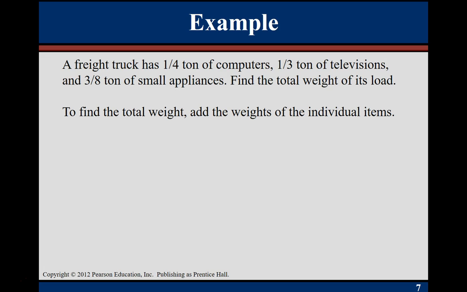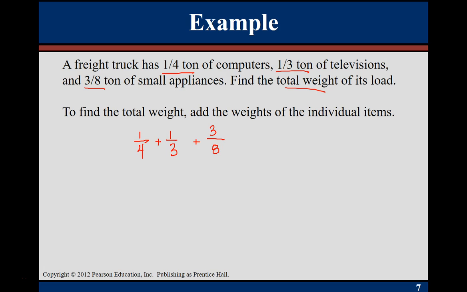I have a truck that has 1/4 of a ton of computers, 1/3 of a ton of televisions, and 3/8 of a ton of small appliances. Let's find the total weight. To find the total weight, I'll need to add up all of the weights. With all three fractions, I'll need to get a common denominator that all the numbers could be.